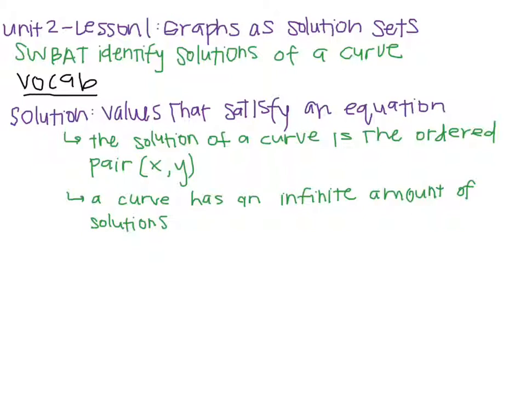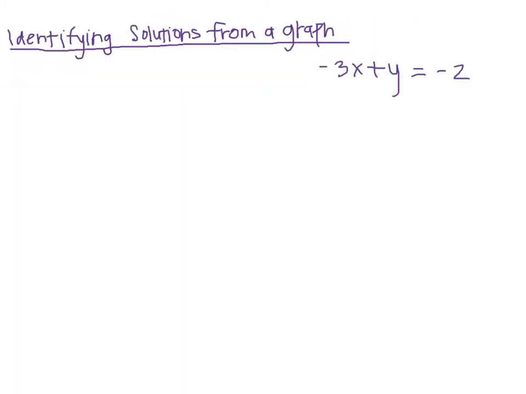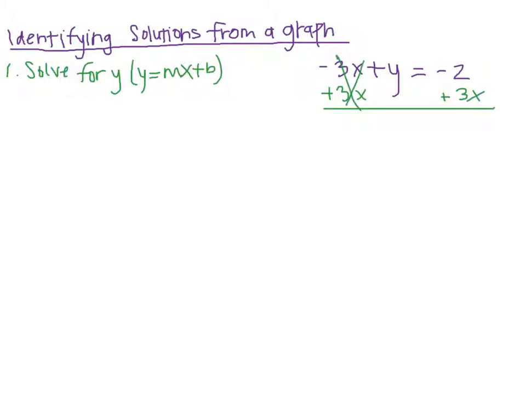Next, let's move on to identify solutions from a graph. Our first example is negative 3x plus y equals negative 2. Now the first thing I want to do is solve this equation for y, or I want to get it in slope-intercept form, y equals mx plus b. The reason why we want to do this is that we've learned how to graph equations when they are in the form of y equals mx plus b. So it just makes sense to convert it to the form that we use for graphing.